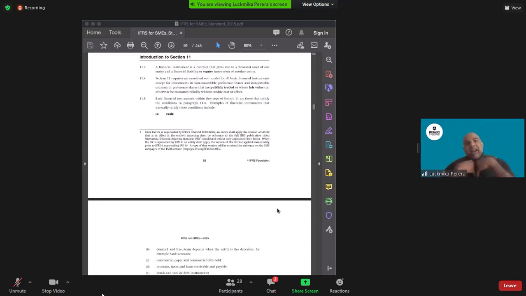So a financial instrument is a contract that gives rise to a financial asset of one entity and a financial liability or equity instrument for another entity. So in other words, you remember that first video I showed you with my friend going through all the details of the balance sheet, right? So when there is an asset, there is either a liability or equity, right? There has to be a balance in the scale. Is that clear?